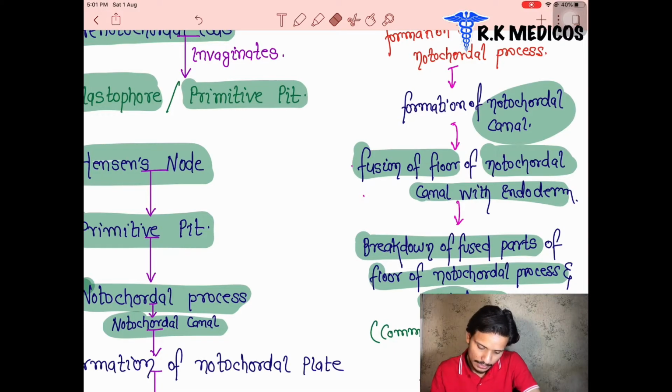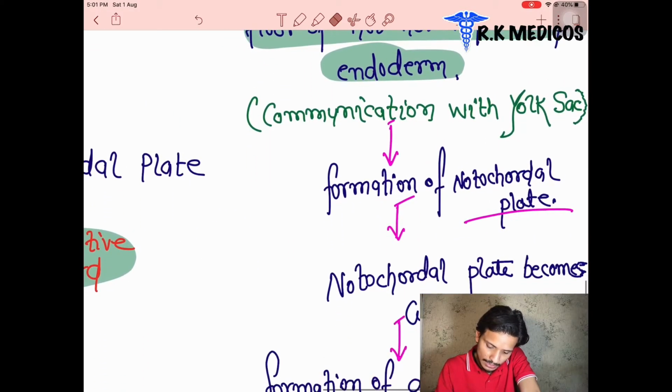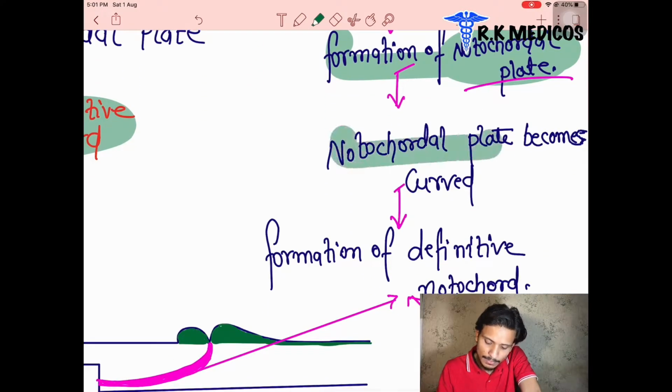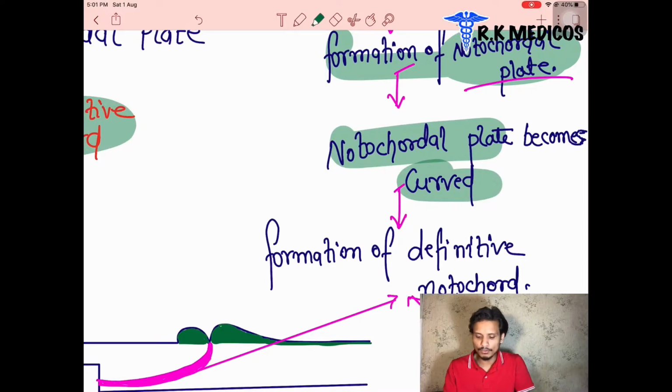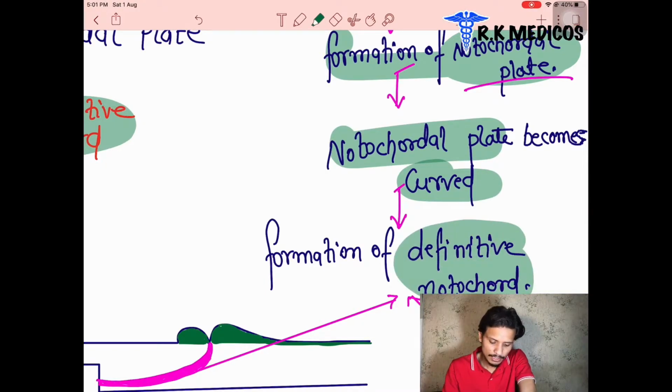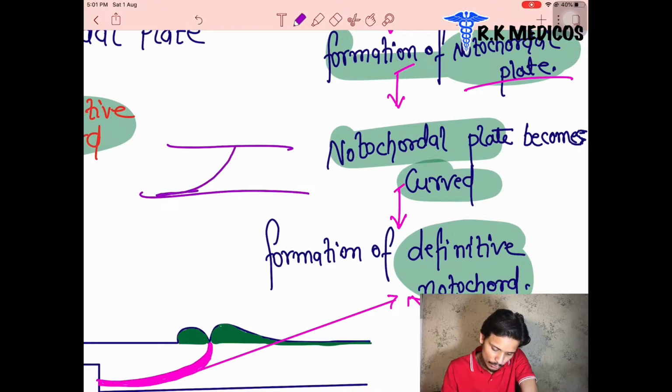Now next we can see here they are communicating with the yolk sac. Simple. The formation of the notochordal plate. And this notochordal plate becomes curved, invaginates, and forms the definitive notochord. How? Once again, here they are coming and fusing here. They are fusing and form the notochordal plate, and this notochordal plate is going to invaginate like this.